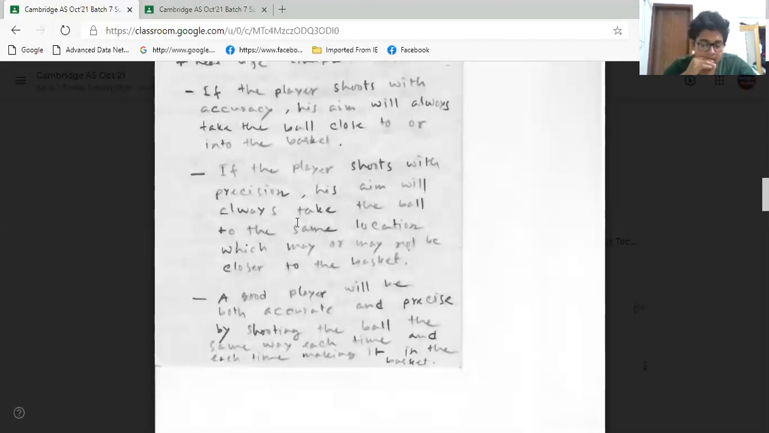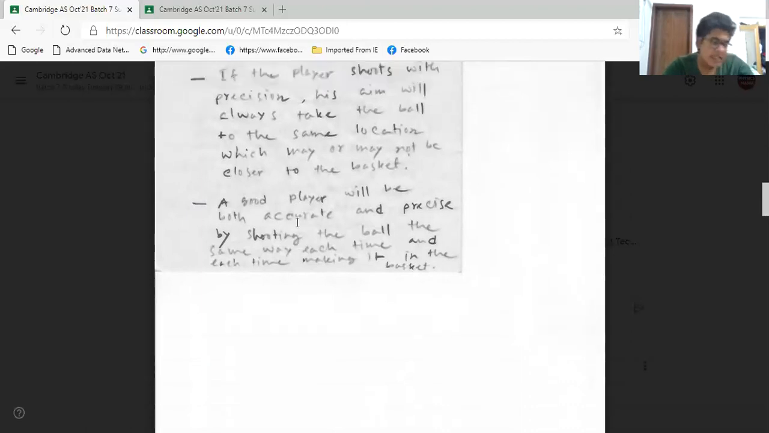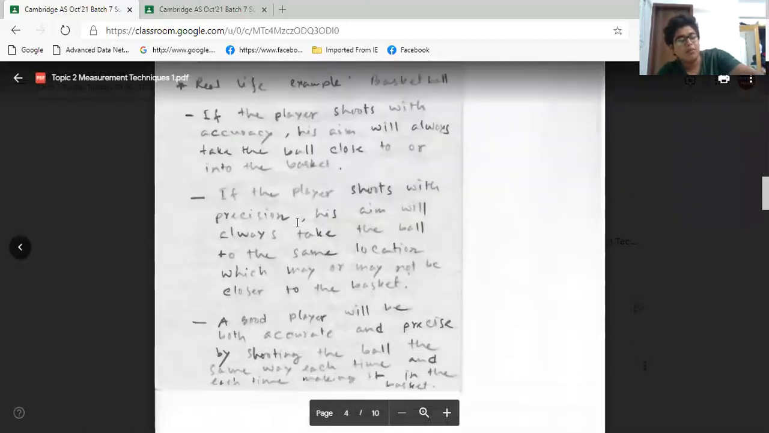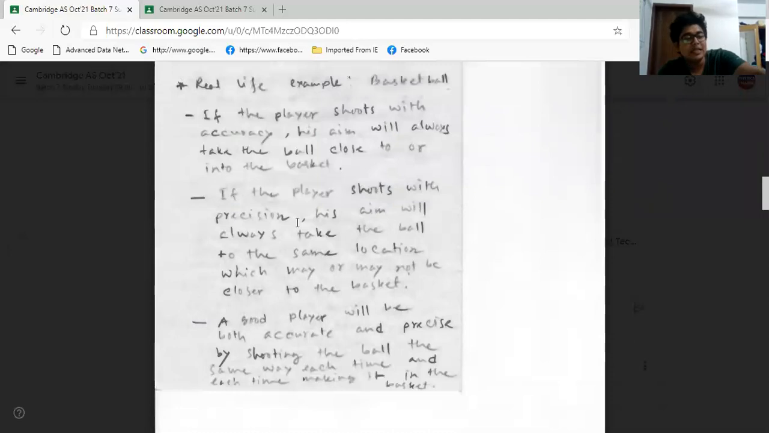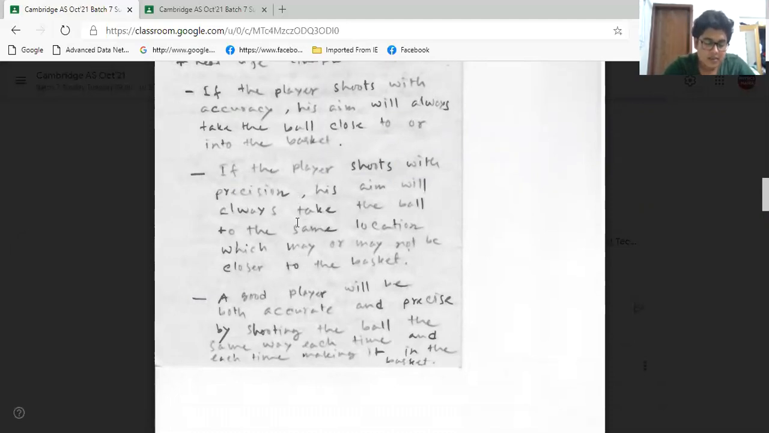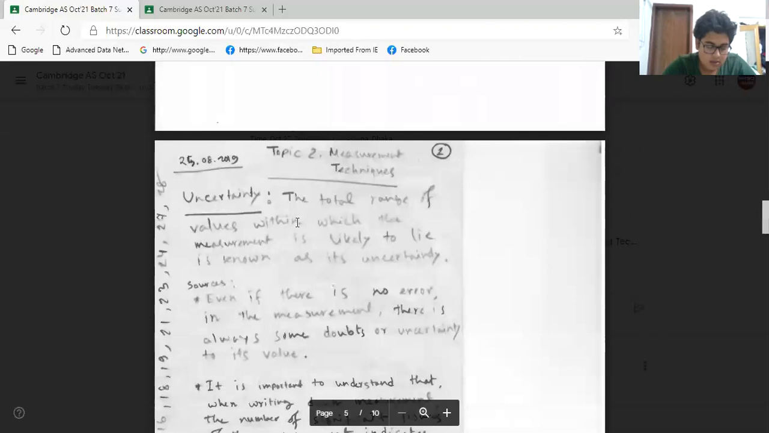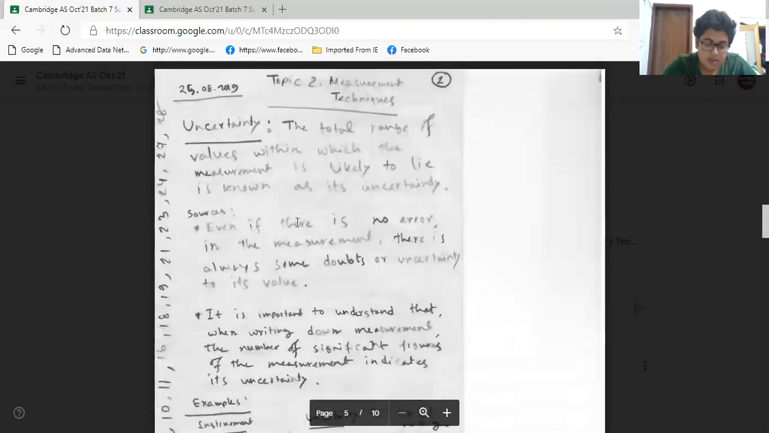Okay, now accuracy will take the ball to the accurate place, and precision will take it close to or inside. Precision means he is throwing to the same place. There can be uncertainty in precision, and accuracy will not have that uncertainty.